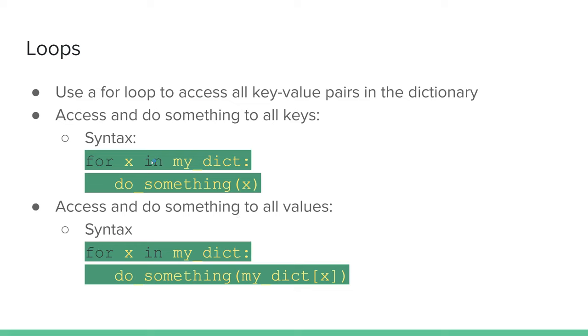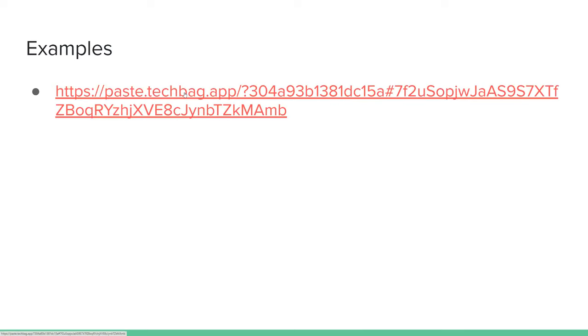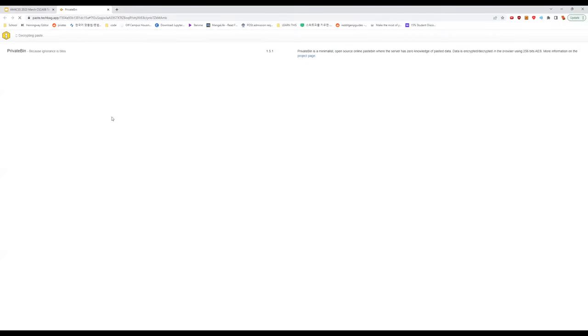You can also use loops in dictionaries. Using for-in syntax, so for x in a dictionary, this x value will be the keys of the dictionary. So you can do something with the keys, or you can even get the values using this access syntax right here. If I'm going too fast, you can just shout. We'll go through an example.